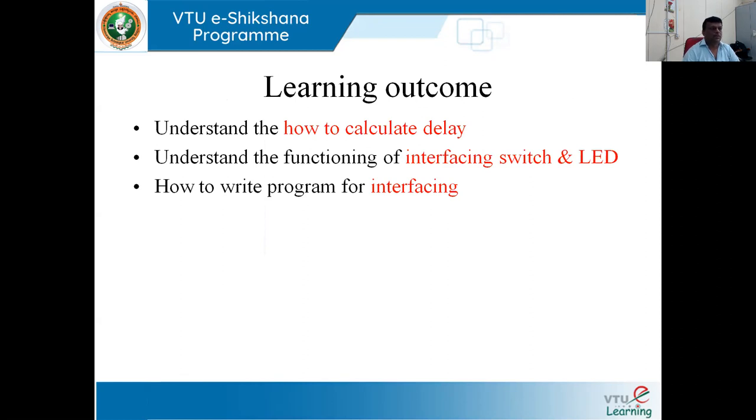The second important thing is that we need to understand how to interface a switch and LED to the microcontroller, because as we all know, input devices and output devices are a very important part of a microcontroller. So we need to know how to interface these input and output devices to the microcontroller, and also how to write a program for interfacing a simple switch and LED to the microcontroller. These are the learning outcomes for today's class.